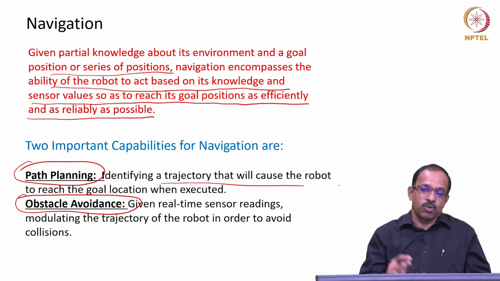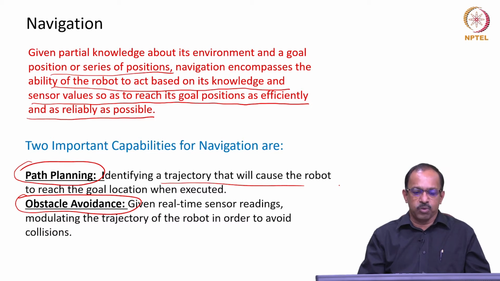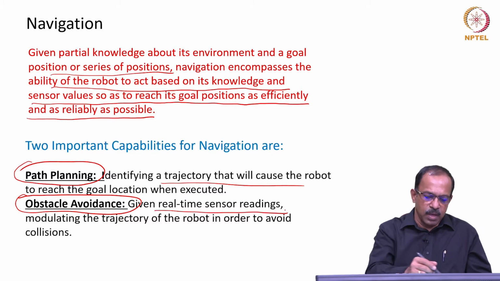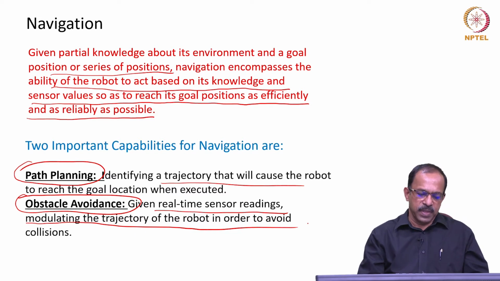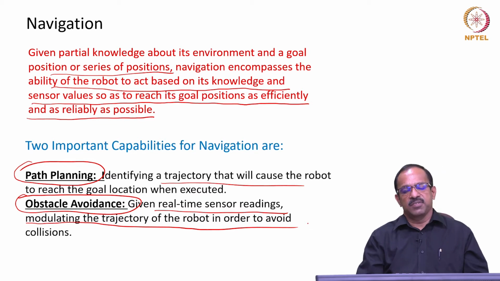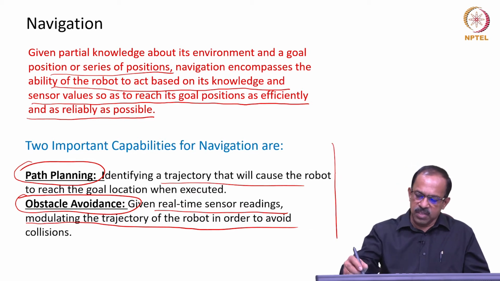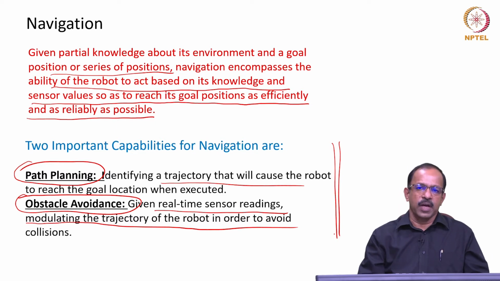The next one is, as the robot moves on its path, it has to avoid obstacles also. So that is basically obstacle avoidance. Given real-time sensor readings, how to modulate the trajectory of the robot in order to avoid collisions. That is basically obstacle avoidance. So these are the two capabilities for the robot to be autonomous. That is, it needs to have the capability to plan paths and then avoid obstacles as the robot moves along the desired path. So these are the two capabilities the robot needs to have in order to do the navigation.